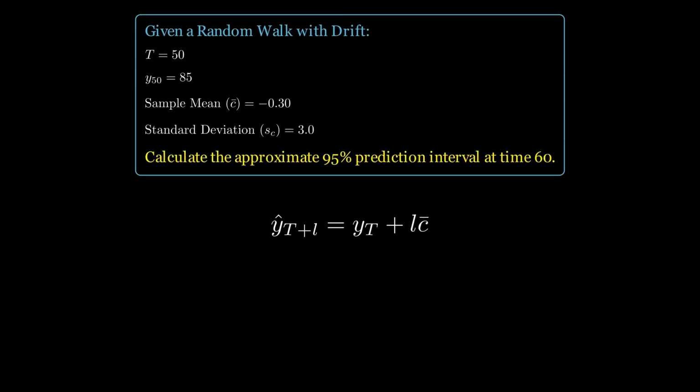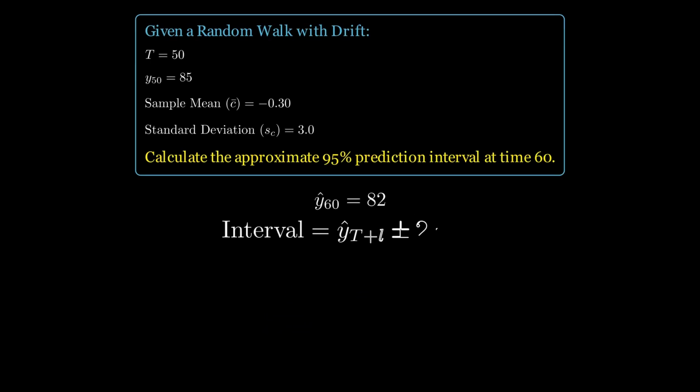First, we calculate the point forecast. We take the current value and add the expected drift over the forecast horizon. Our horizon L is 10 steps. Substituting our values, we start at 85 and add 10 increments of negative 0.3. This gives us a point estimate of 82.